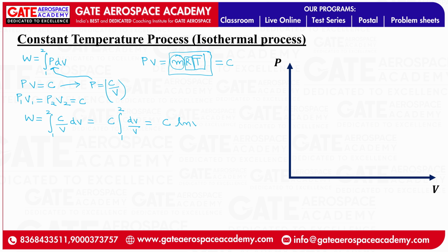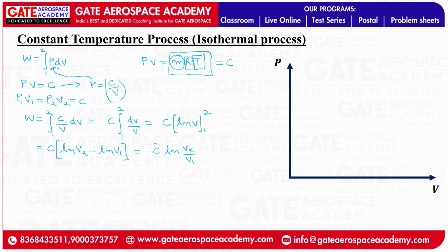So ln V, limit 1 to 2, correct? So what we can write then? C ln upper limit minus lower limit, ln V2 minus ln V1. Using property of the log, we can write it ln V2 divided by V1, right? So we can write it C ln V2 divided by V1.